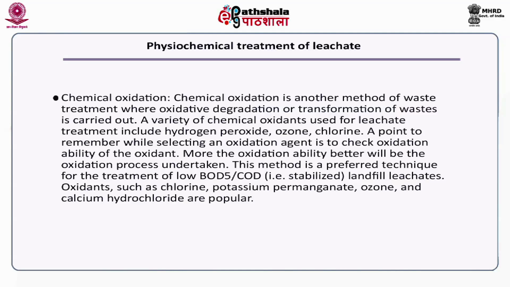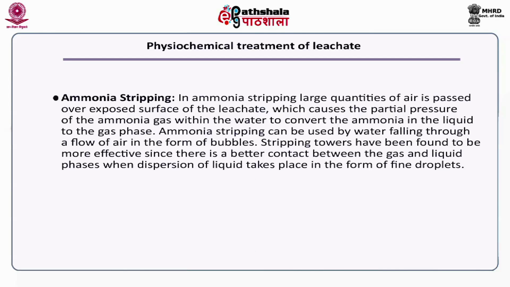Now, there is an important point you should remember while performing the oxidation process. You have to check the oxidation ability of the oxidant, because the leachate has a lot of organic material in it. So, you have to check the oxidation ability of any particular chemical or oxidizing agent, and then use it in the chemical oxidation process. The more the oxidation ability, the better the oxidation. That is why you have to prefer a chemical which has higher oxidation potential. As I mentioned earlier, in addition to hydrogen peroxide, ozone and chlorine, you also have other oxidants like potassium permanganate, calcium hypochlorite, etc.